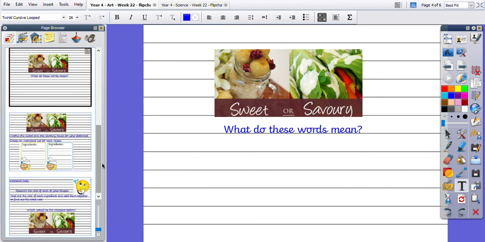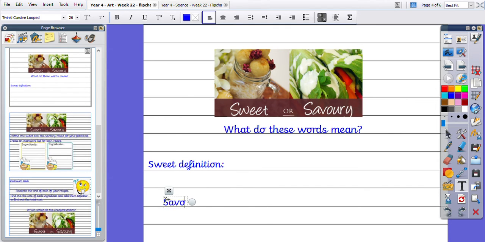Then, what do these words mean? Sweet and savoury. In your book, I want you to give me a definition of each of these words, finding out what sweet and savoury mean. You may already know what sweet means, but do you know what savoury means? So go off and find a definition for both of them.